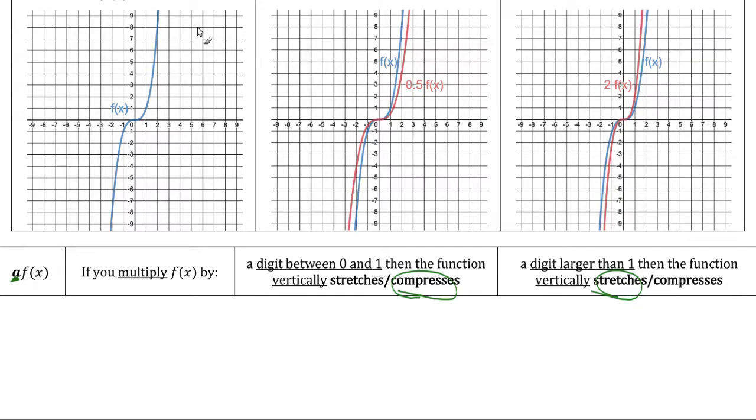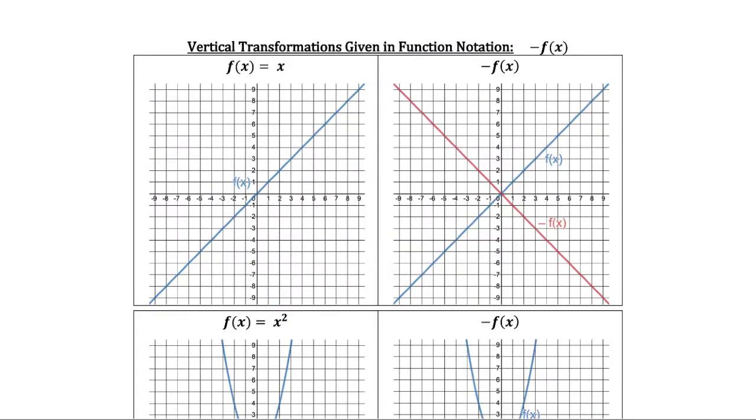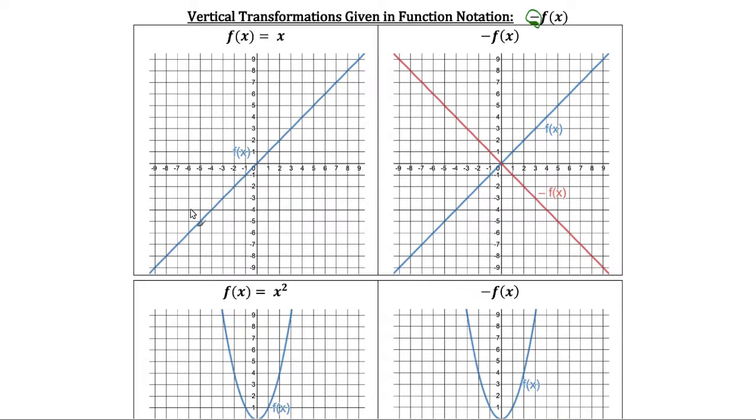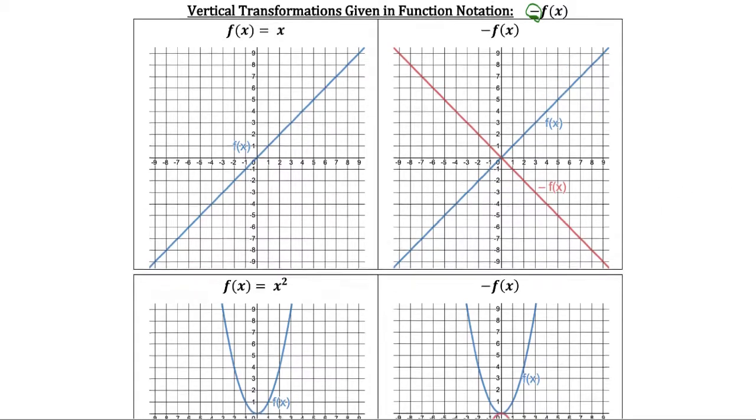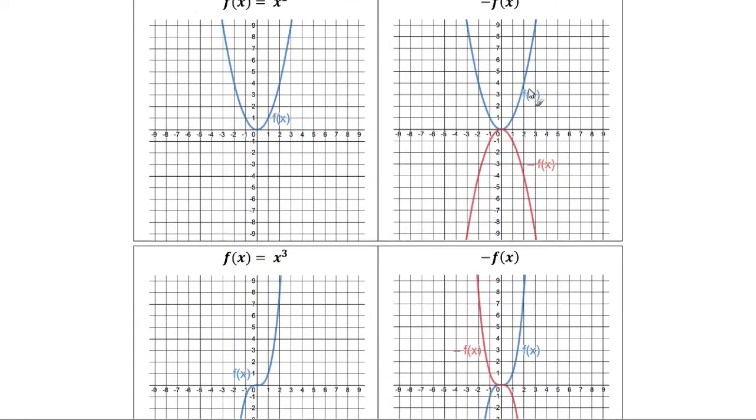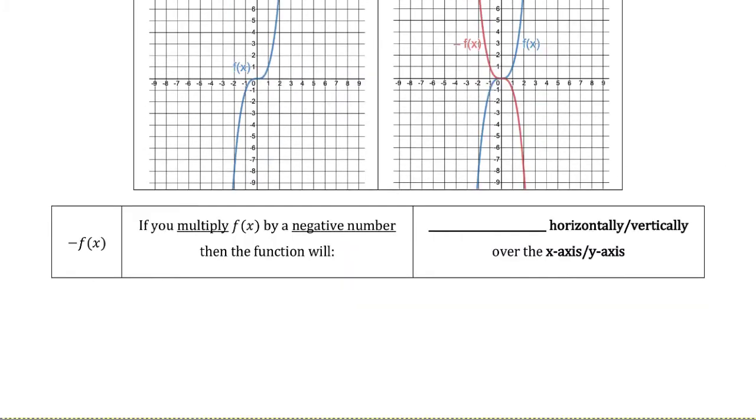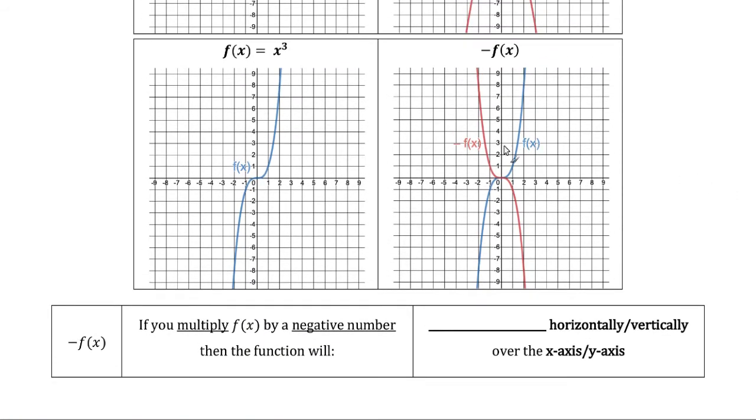Alright, we got one more. Let's see what happens when you have this negative sign in front. So our original, and then it crosses in the opposite way. But what does that even mean? Let's see. Okay, this is easier to see. It went from opening upwards to opening downwards. And this one, I mean, this part opened up or went up and now it's going down. This part was going down, now it's going up.